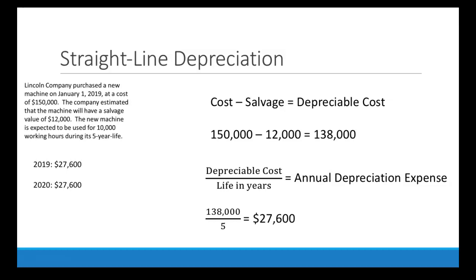Because, like I said at the start of this example, it's called straight line depreciation because it's constant throughout the life of that asset. So if I asked you for 2021's depreciation, it would also be 27,600.